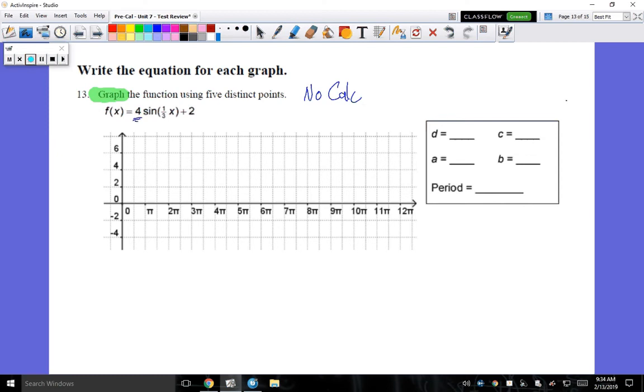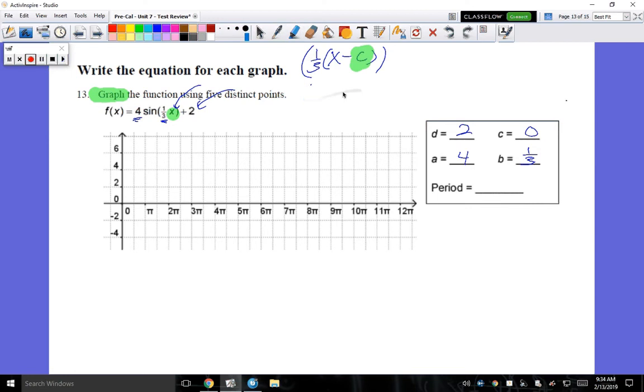I have A is 4. I have B of 1/3. You don't see in parentheses x plus or minus a c value, okay? You don't see this anywhere with that x, so c is 0. And last but not least, you're going to have your shift up 2 units, that d value of 2.